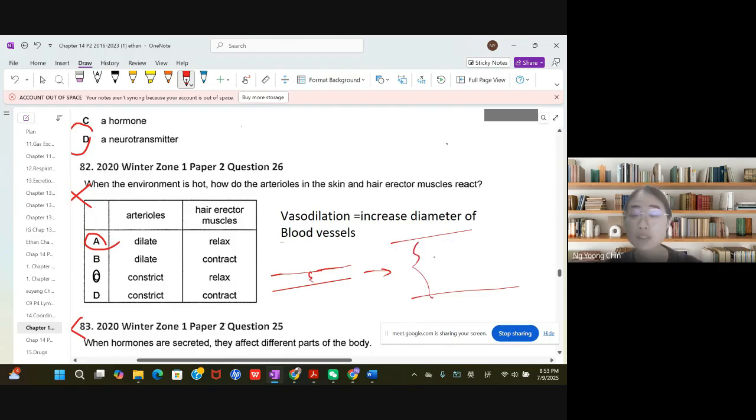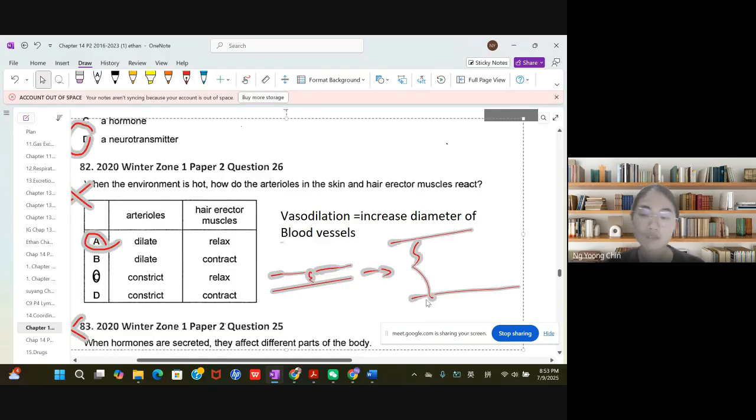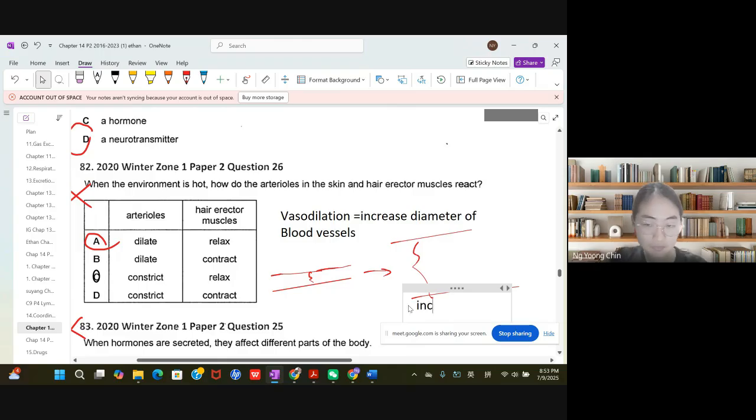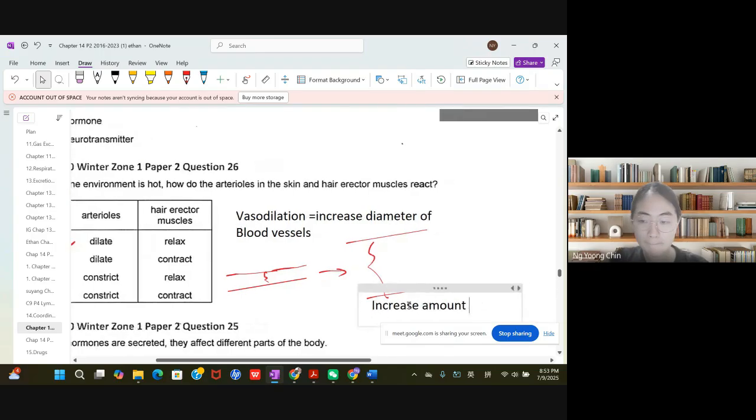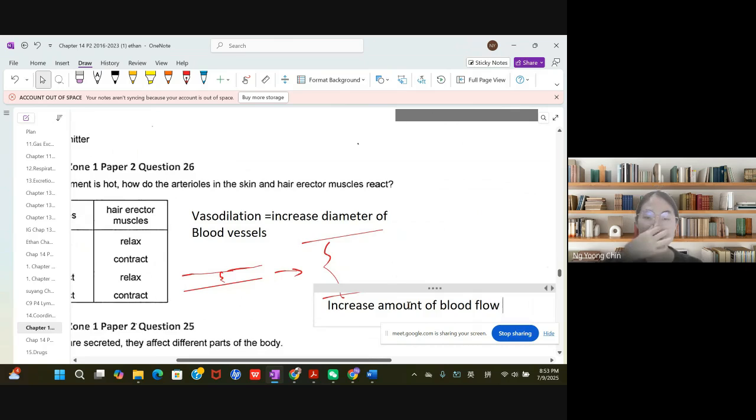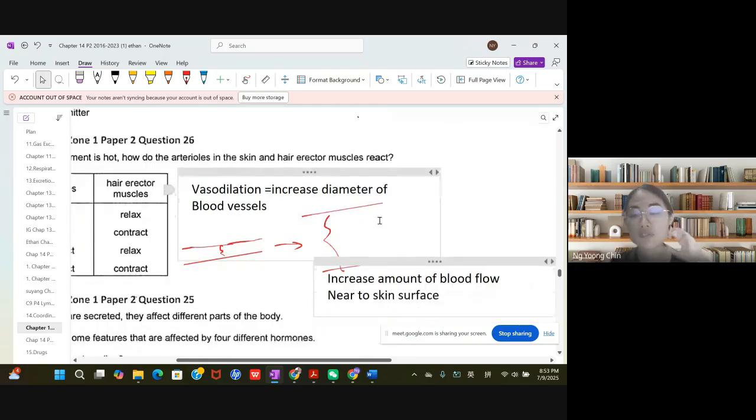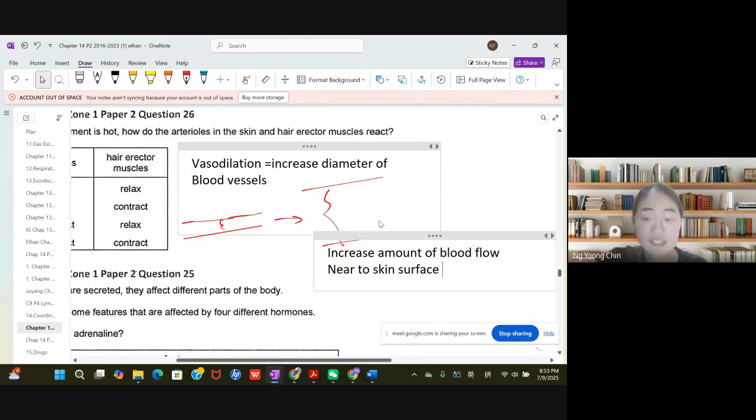Why they need to increase in diameter is because whenever they increase in diameter, they are able to increase the amount of blood flow. And also, whenever the arterioles undergo vasodilation, they will cause the blood flow to be near to the skin surface. Whenever the blood flows very close, under the skin surface, they have a chance to lose the heat away.